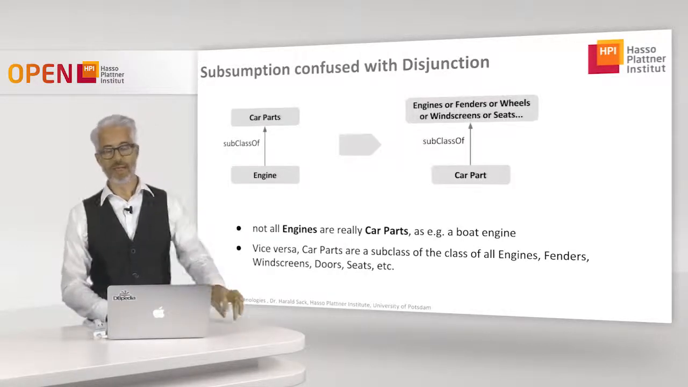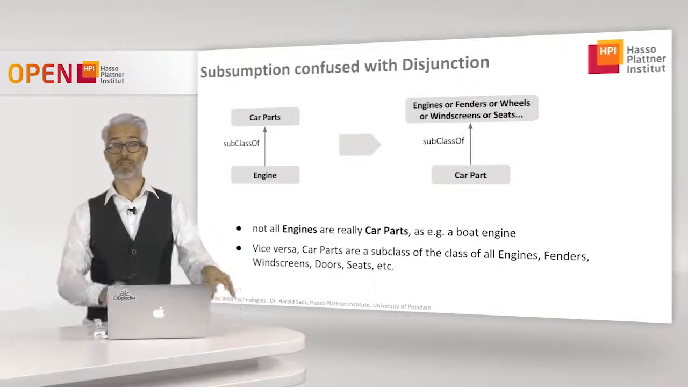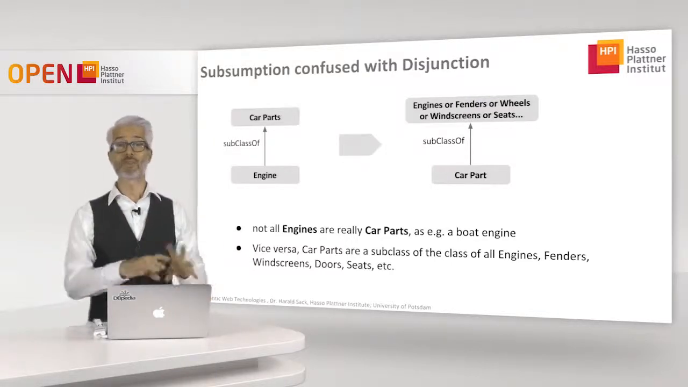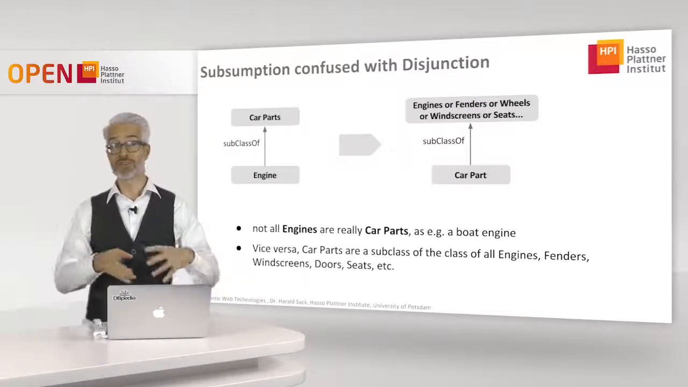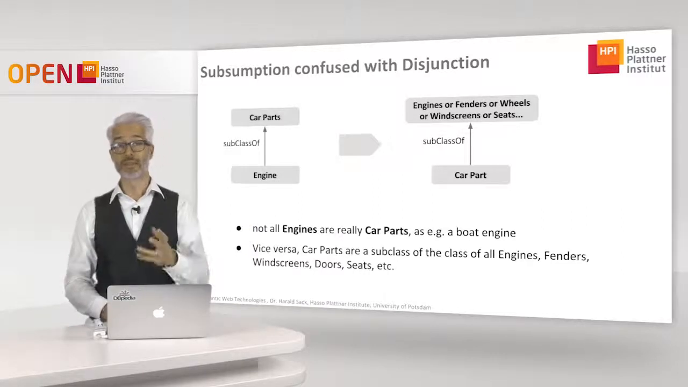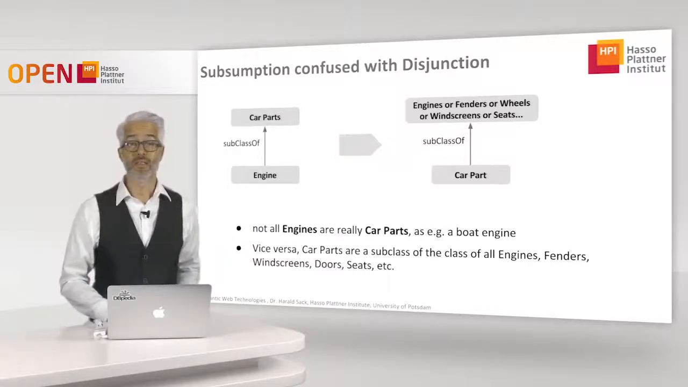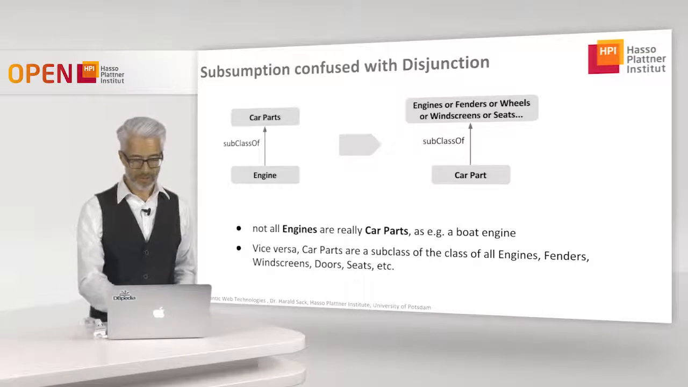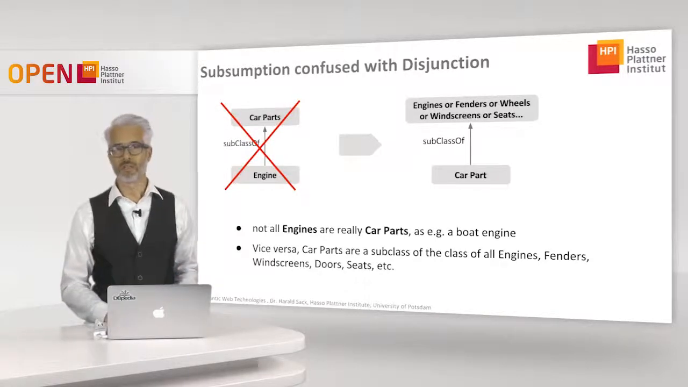So this would be some kind of an interesting subclass relationship. You could say a car part is a subclass of this abstract class that consists of a disjunction of several other classes. So here this somehow can also be confused. So this is not a subclass relationship.